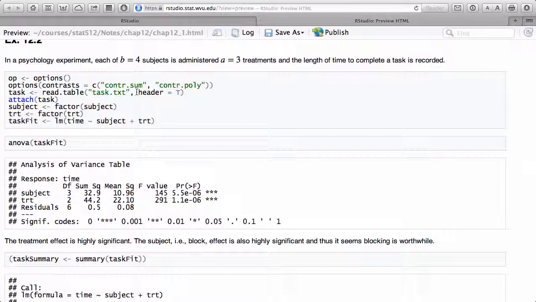So if we have 12 degrees of freedom, how does it get broken out? Well, there are 4 subjects, so B minus 1 will be 3. So there are 3 degrees of freedom for subject. And treatment, there are 3 treatments, so A minus 1 is 2. So you have 3 degrees of freedom for subject and 2 degrees of freedom for treatment. And the residual will actually be the product of those, A minus 1 times B minus 1. And so that has 6.